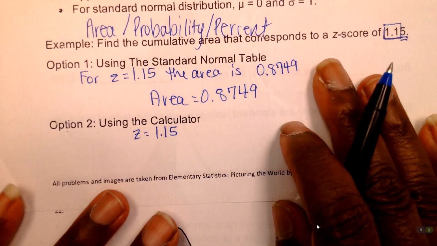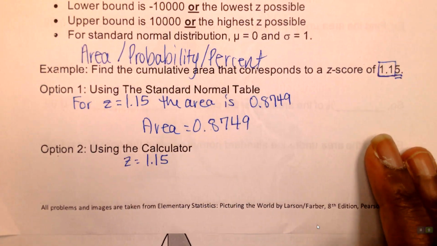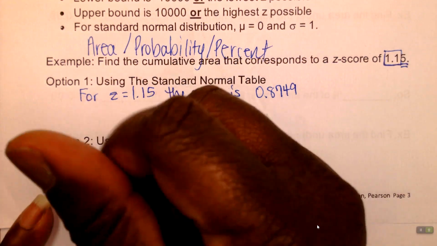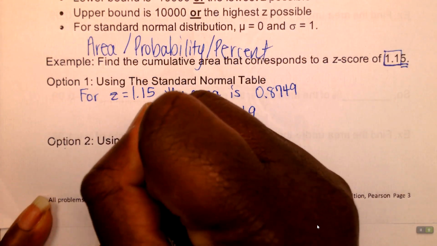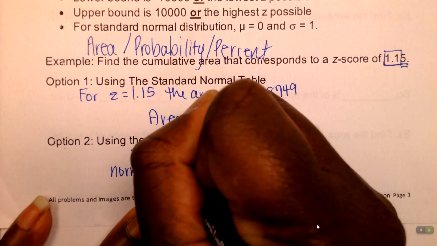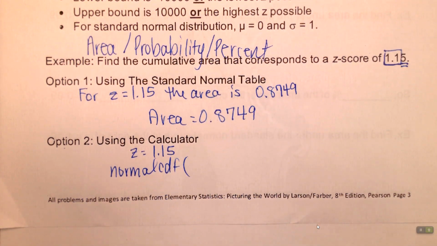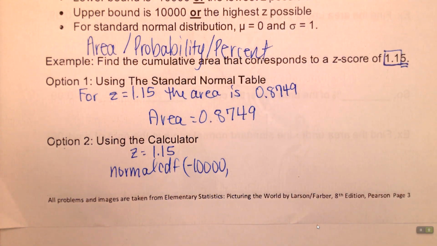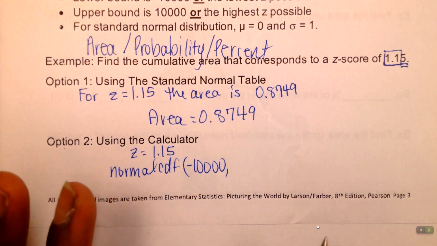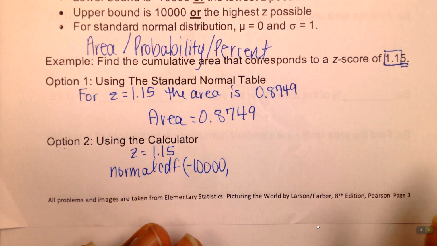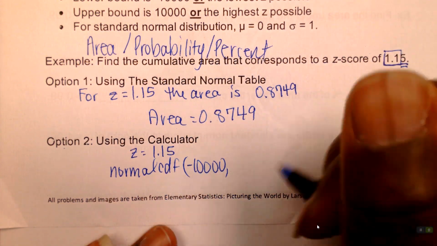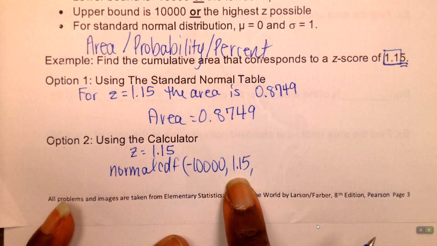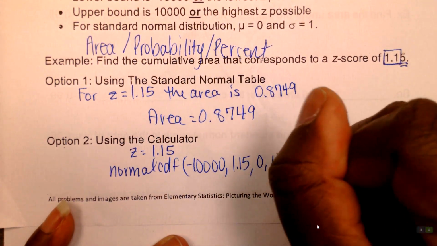I like to write the command so that you can see exactly what to put in. So, normal CDF. On older calculators, you are going to have to actually put in the negative 10,000. Some calculators are going to have a negative 1E99 in there. Leave that. That's the lowest you can go. My calculator has that, so I'm going to do that too. Then 1.15.